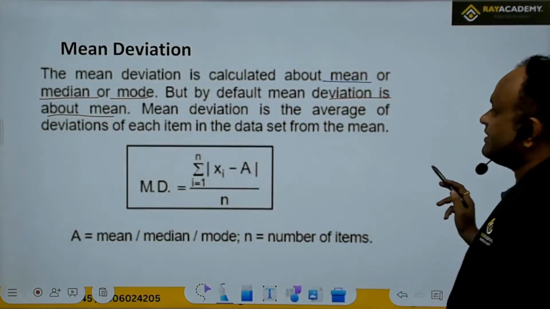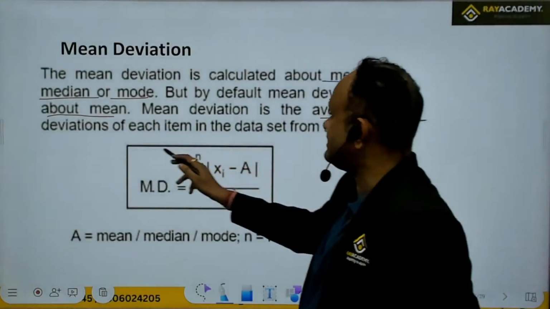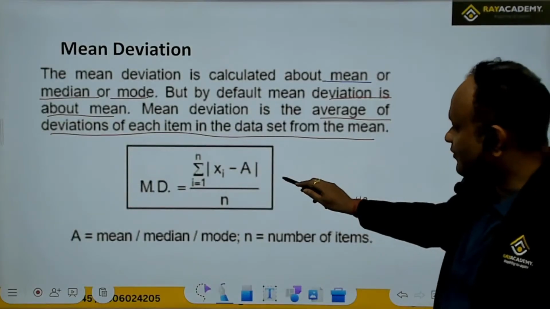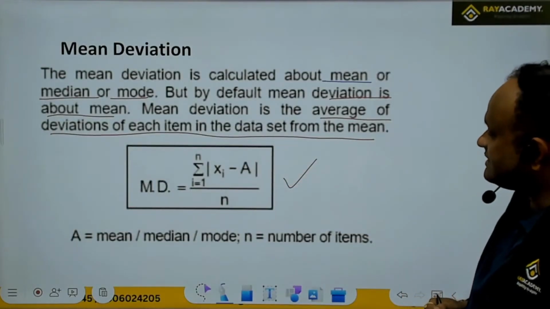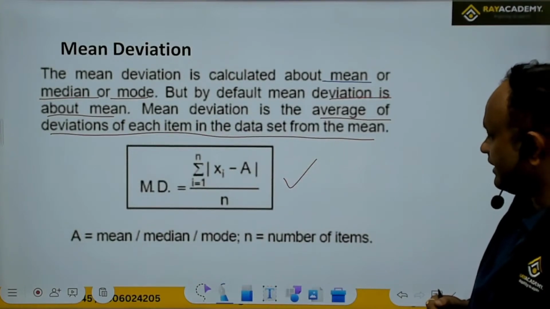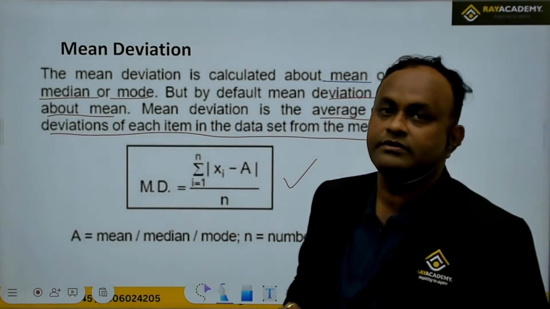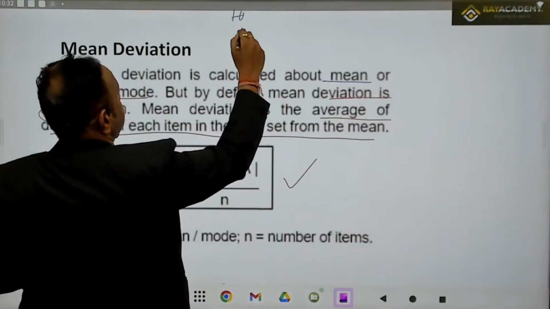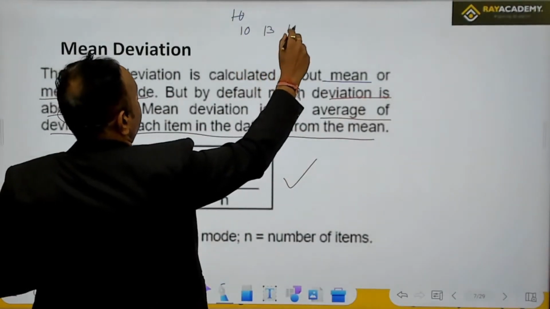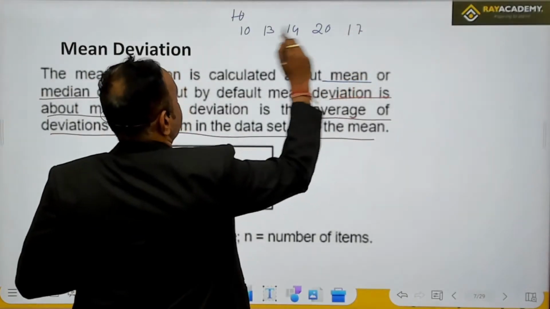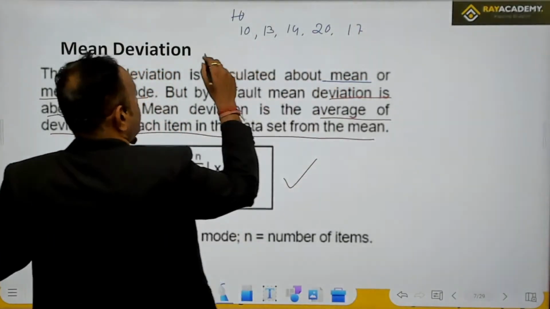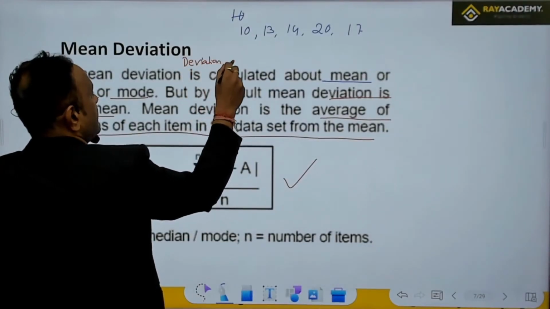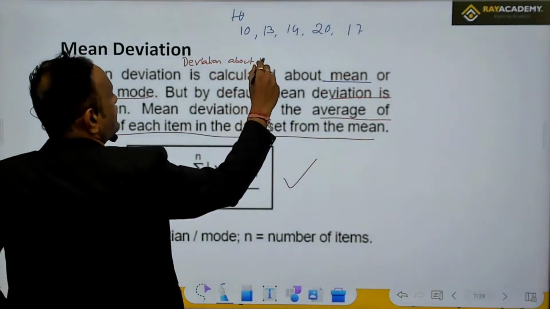Mean deviation is the average of the deviation of each item in the data set from the mean. Okay, this is the formula. Writing the formula looks a bit scary, but it is very easy to calculate. First, we will understand what deviation is. Suppose we have a data set 10, 13, 14, 20, 17. Randomly, I have taken a deviation. So deviation about any number, let's say I say deviation about 15.